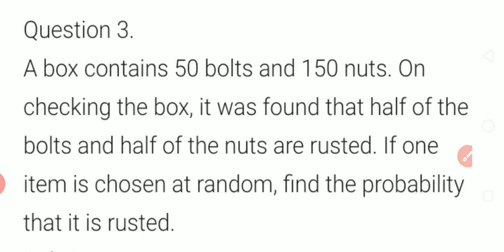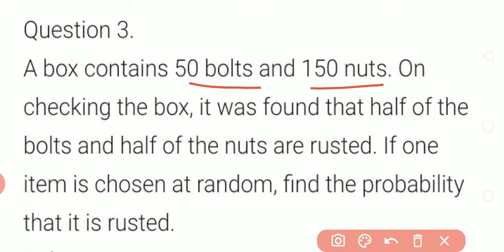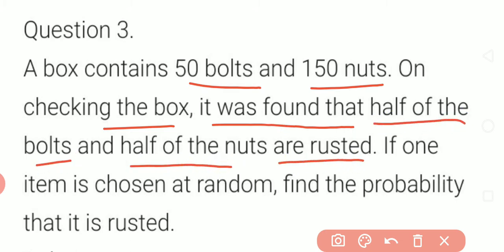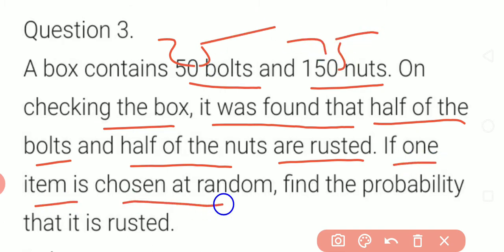Here a box contains 50 bolts and 150 nuts. On checking the box, it was found that half of the bolts and half of the nuts are rusted, meaning 25 and 75. If one item is chosen at random, find the probability that it is rusted.